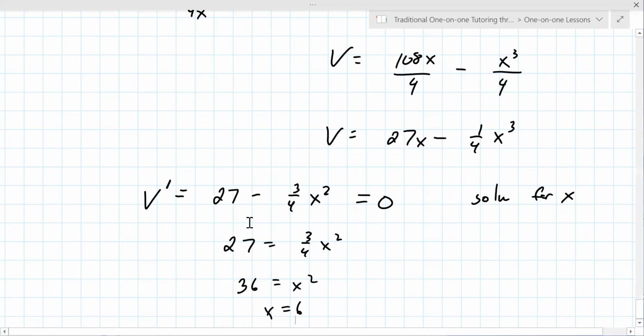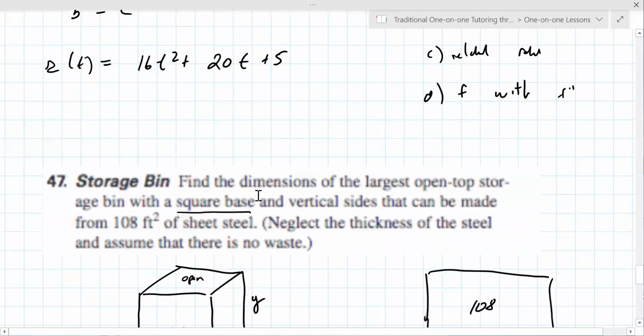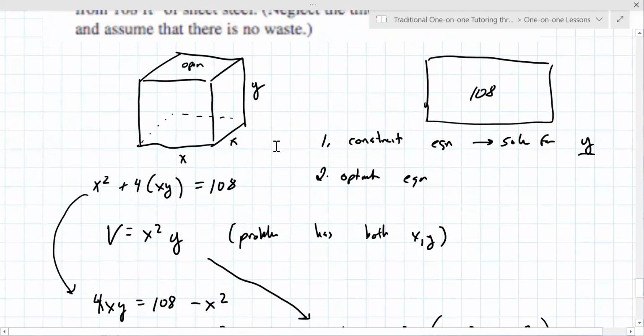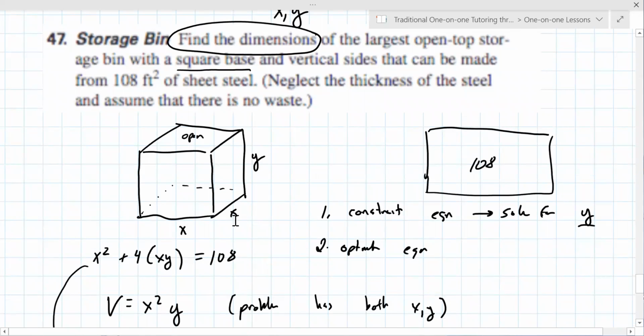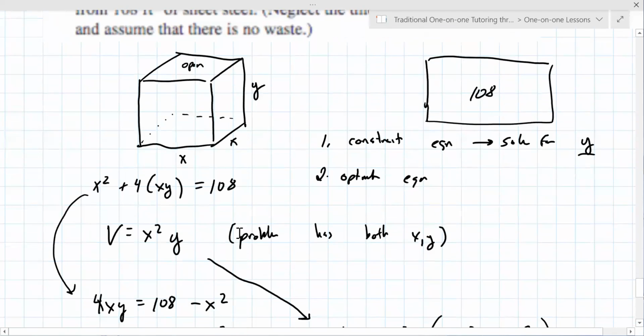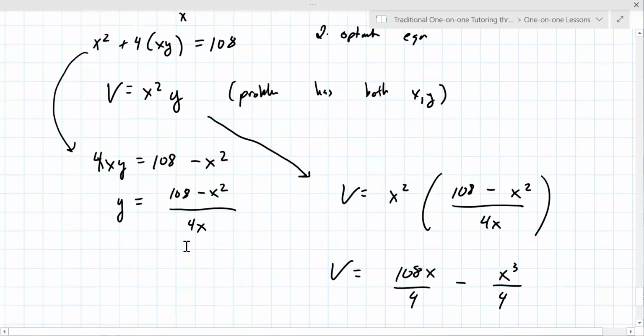So x is 6, that's true, but it wants the dimensions. So that means you need both x and y. It's like when you're solving systems, you weren't done when you found x, you had to go back and find y. You use this equation here, which is kind of horrible, but it is there: 108 minus 6 squared over 4 times 6. So this ends up being 36. 108 minus 36 is 72. 72 over 24, y is 3.